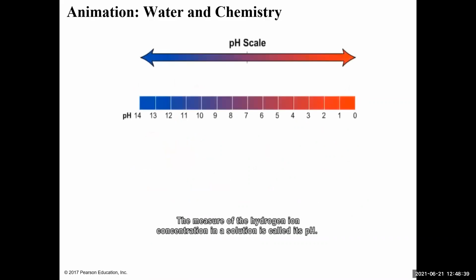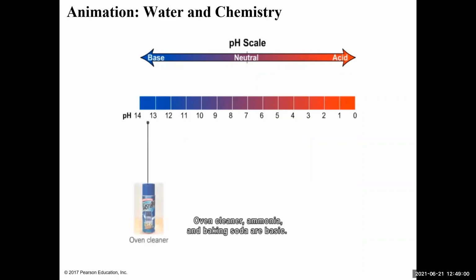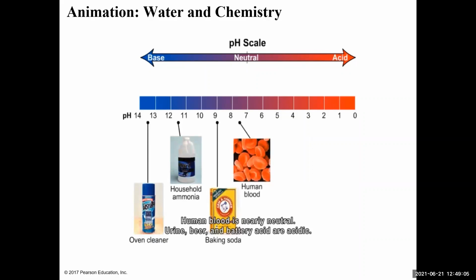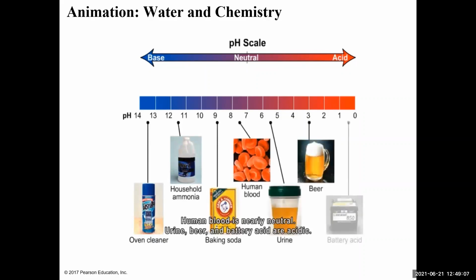The measure of the hydrogen ion concentration in a solution is called its pH. The pH scale ranges from 0 to 14. A pH of 7 is considered neutral, as the substance does not increase hydrogen or hydroxide ions. A pH of less than 7 is acidic, and a pH of greater than 7 is basic. Oven cleaner, ammonia, and baking soda are basic. Human blood is nearly neutral. Urine, beer, and battery acid are acidic.